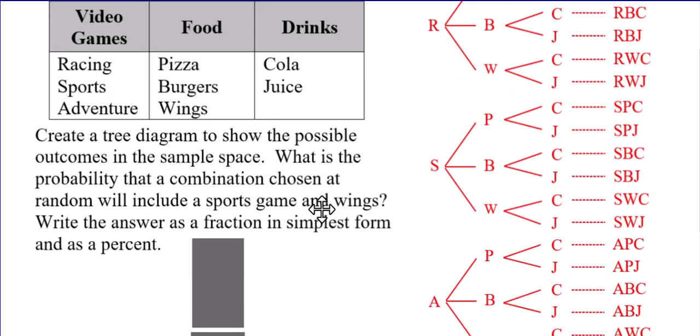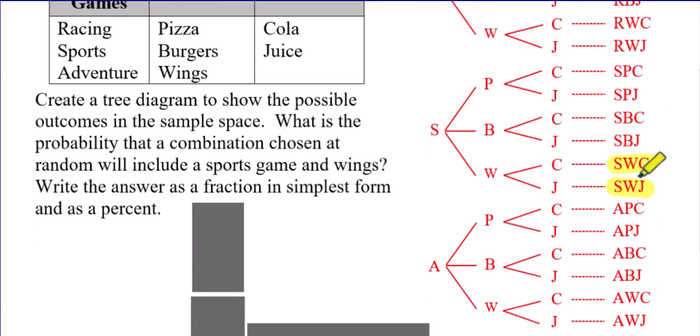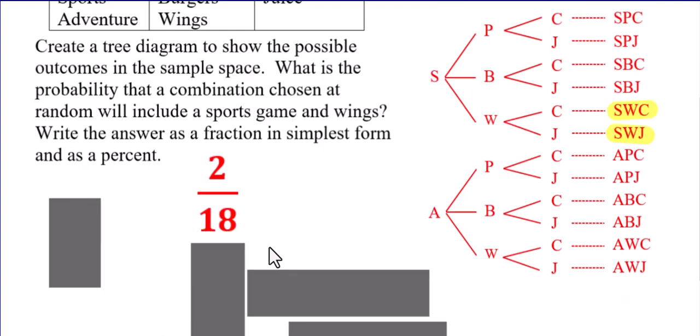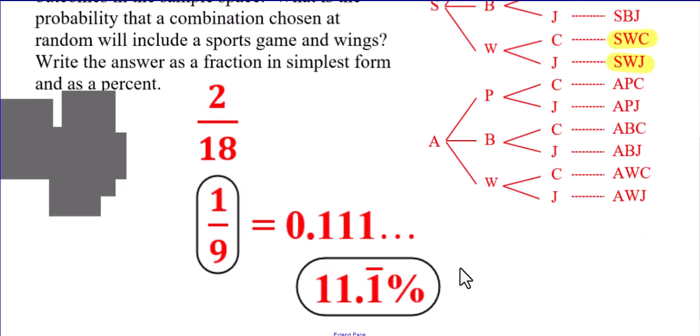All right, the probability that we are going to pick a combination that has a sports game and wings. Sports game and wings, that's just those 2. I mean, there's lots of other ones that have sports games. There's lots of other ones that have wings, but only those 2 have sports game and wings. So that's 2 out of 18, which is 1/9, which is 0.1 repeating, which is 11.1 repeating percent. Feel free to hit pause if you messed up in any way, shape, or form.